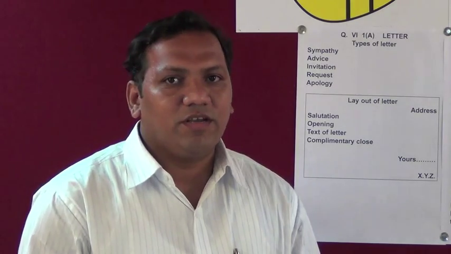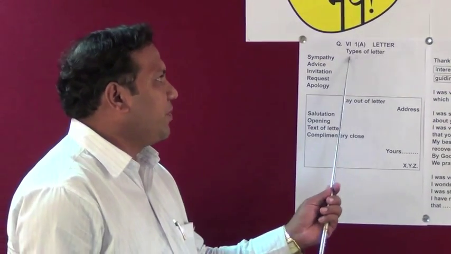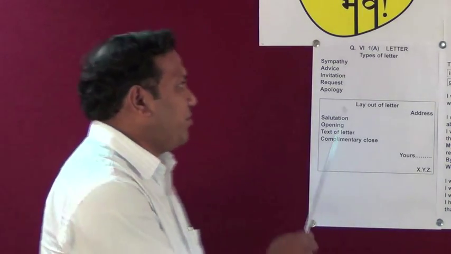In your question paper, this D section begins with question number 6 and its subpart is A. There are two types of letter. One is formal letter, another is informal letter, and we will begin with the formal letter. So here is the letter. Question 6A, letter. Types of letter, as you know that formal letter and informal letter, but we are going to begin with informal letter. In informal letter, there are 5 subtypes.